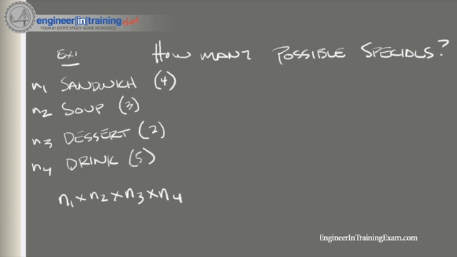So to determine the number of possible specials, we multiply N1 times N2 times N3 times N4, which is simply 4 times 3 times 2 times 5, and that equals 120. So the number of possible specials, given the number of stages and given the circumstances that we've defined, there's 120 possible specials that can be chosen.